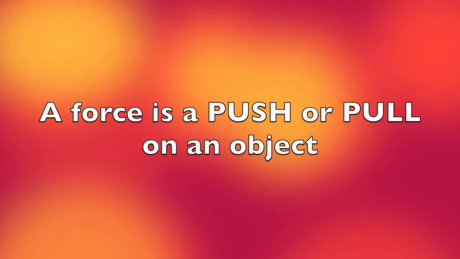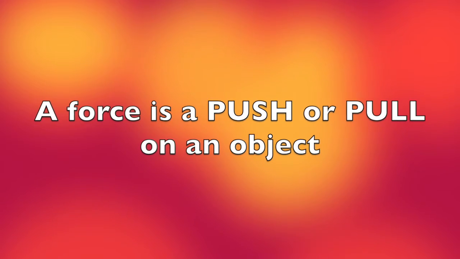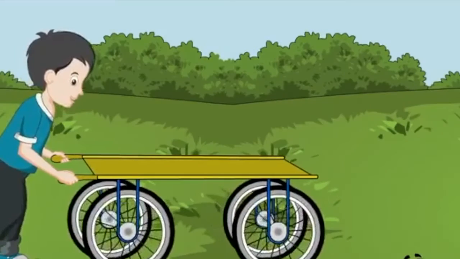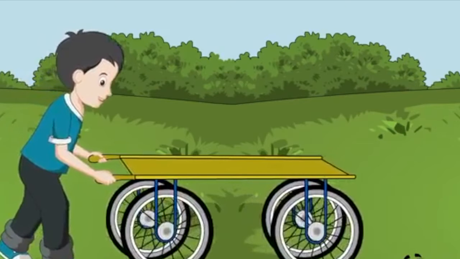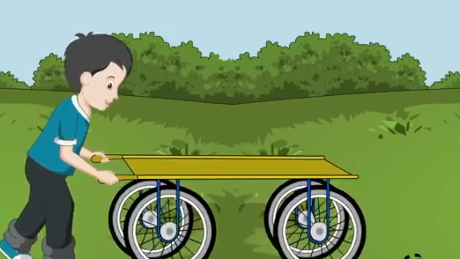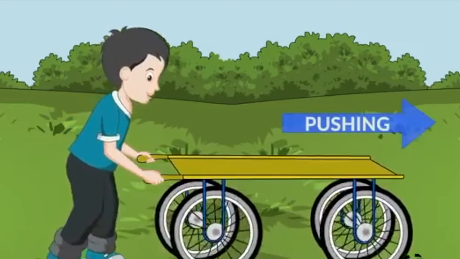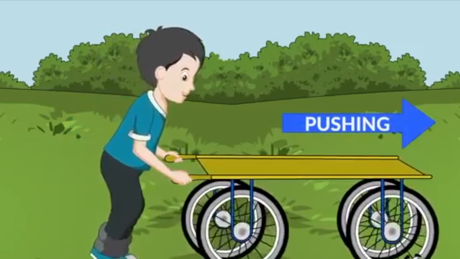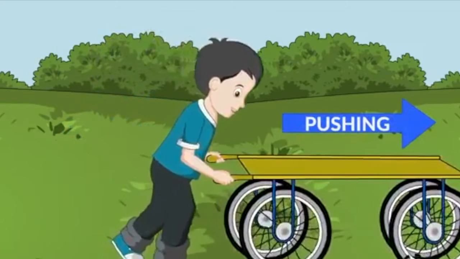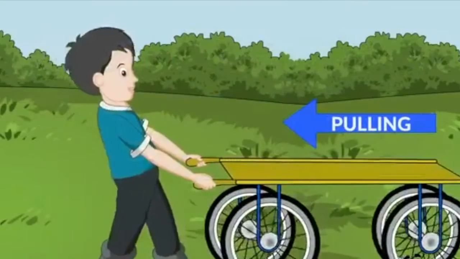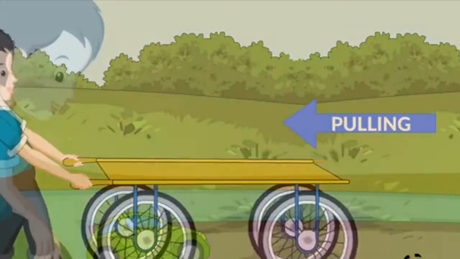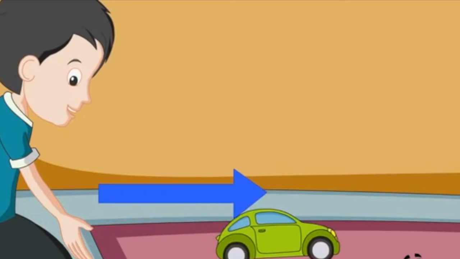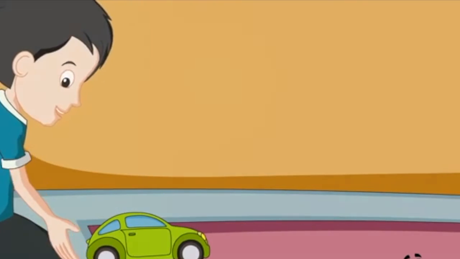A force is a push or a pull on an object. A force happens when one object does something to the other object. When this interaction stops, the force stops too. For example, when you push a cart away from you, you're applying a force on the cart. Then, as you pull the cart towards you, you are also applying a force on the cart. But a push is the opposite force to a pull.